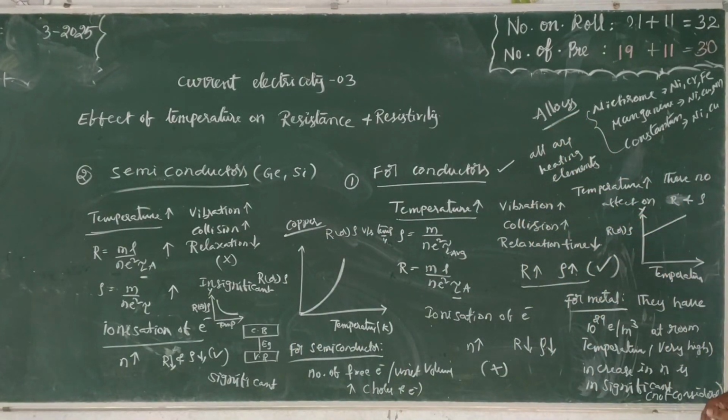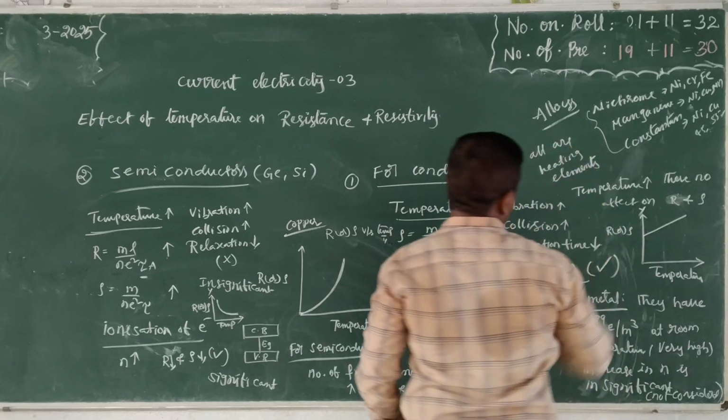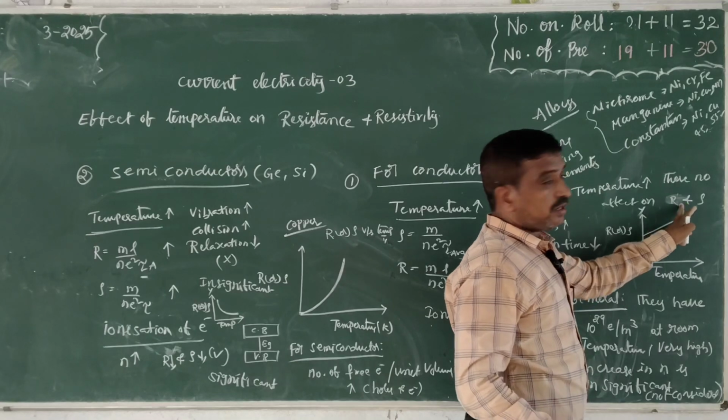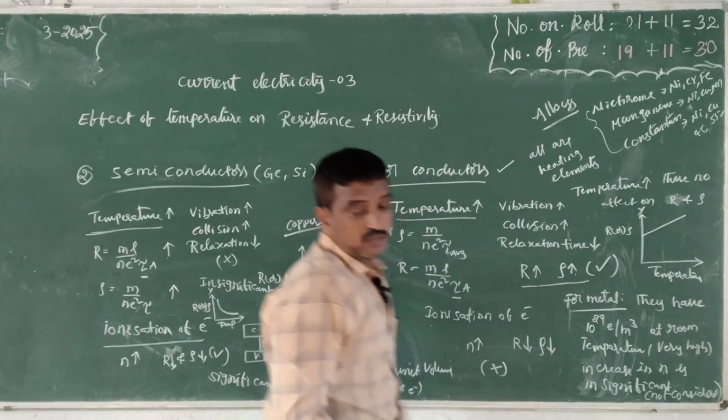Alloys mean a combination of two or more metals. For example, nichrome is nickel, chromium and iron; manganin is manganese, nickel and copper; constantan is nickel and copper. These all are heating elements. Because they are heating elements, when temperature increases, there is no effect, no change in resistance and resistivity.